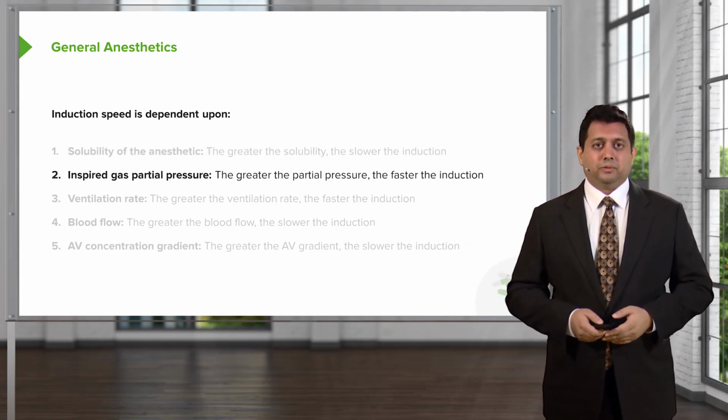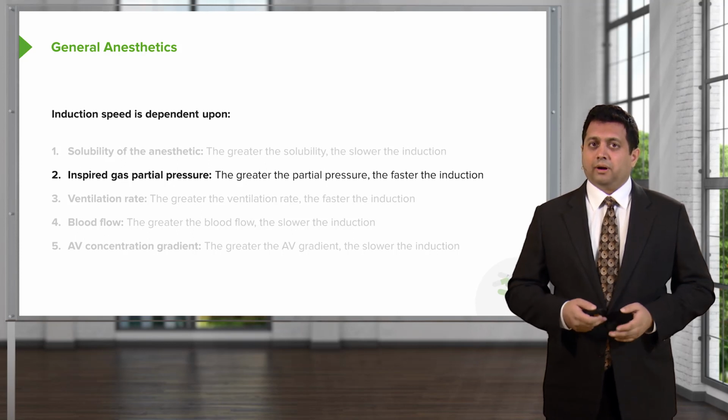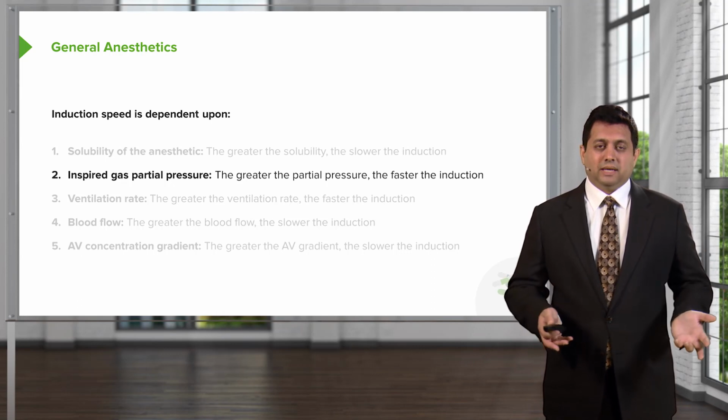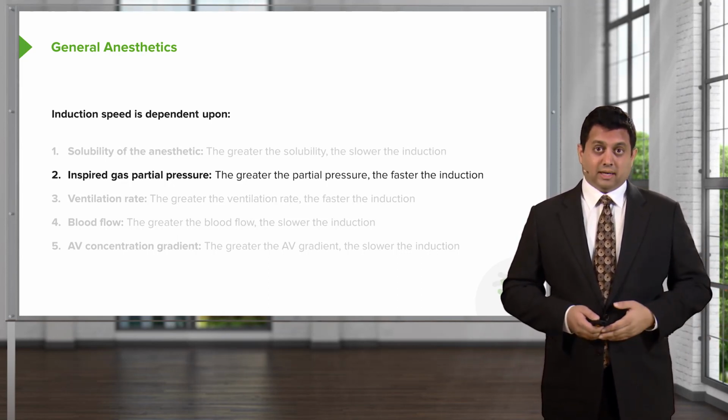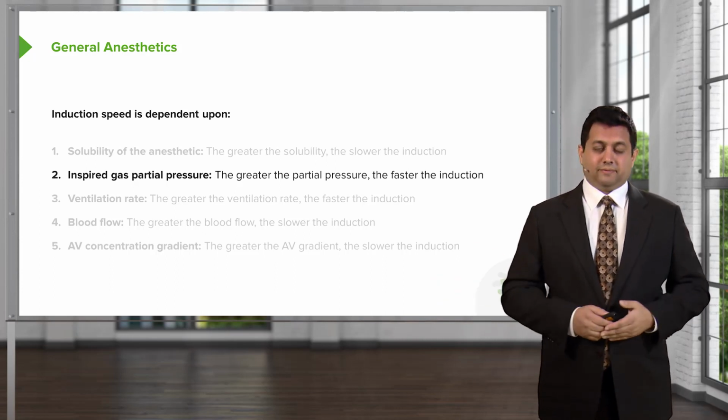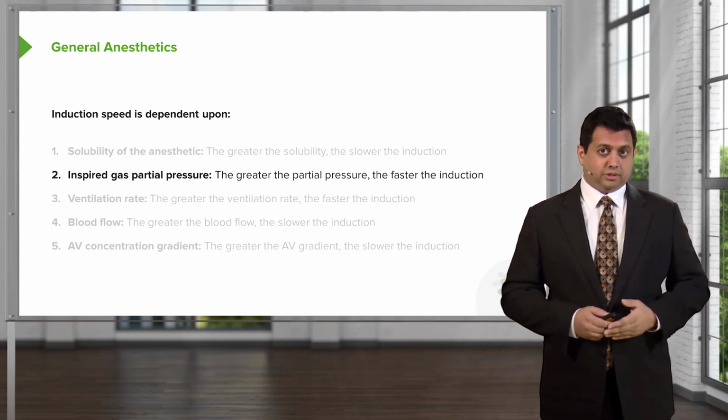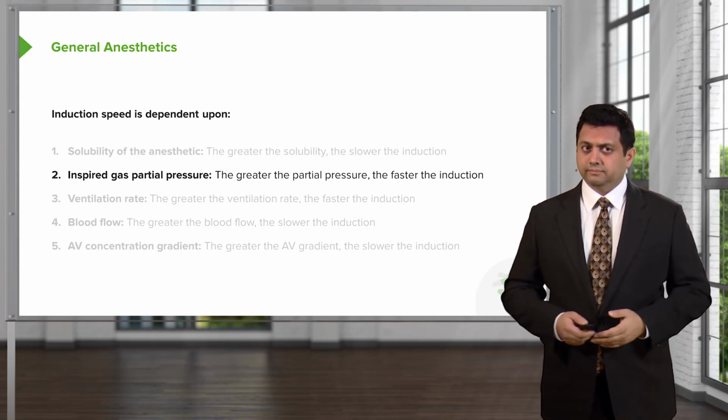Inspired gas partial pressure. The greater the partial pressure of that gas, the faster the induction. That just makes sense. What we're essentially saying here is that if the partial pressure starts out at 100%, you have a faster induction than if the partial pressure starts out at 50%.